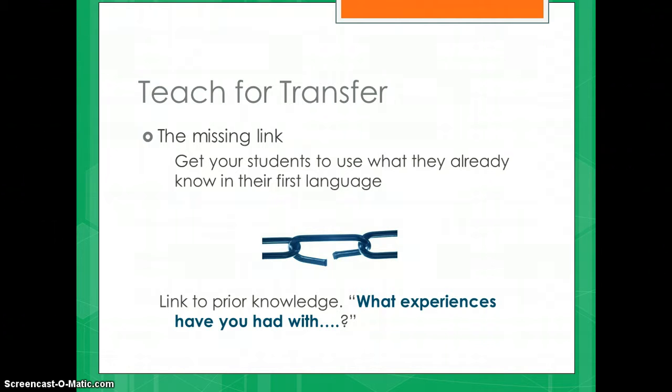Get your students to use what they already know in their first language and link that prior knowledge to the new knowledge. You can start with things that you can say to your students like, what experiences have you had with, for example, democracy? Okay, and then you can start warming them up on that so that the words they already know, be it in their first or their second language, start to warm up, and that prepares them to get to know the new information.